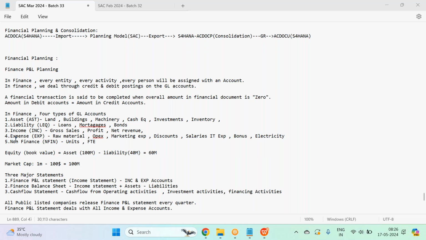So guys, then you have something we also call equity value, which is nothing but assets minus liabilities. Liabilities subtracted from assets will give equity. If the company has 100 million in assets and around 40 million in liabilities, the equity value of your organization is around 60 million.